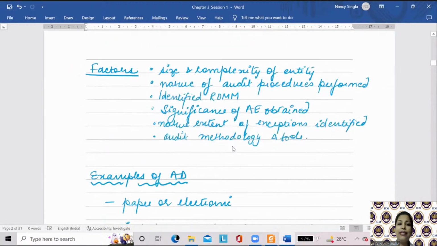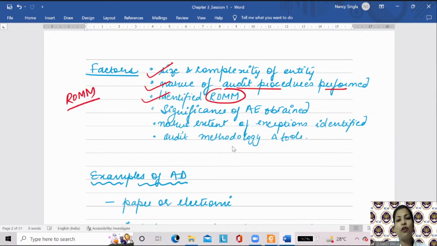It's simple, see. Size and complexity of entity, nature of audit procedures performed. If you are asking for external confirmation, your content of audit documentation will be what? External confirmation from the debtors or creditors or banks. Right? If you are doing certain calculations, the content will be what? Calculation based. Identified risk of material misstatement.